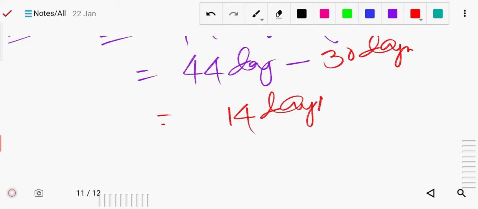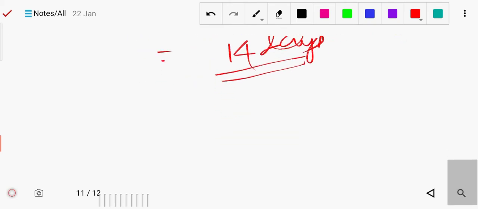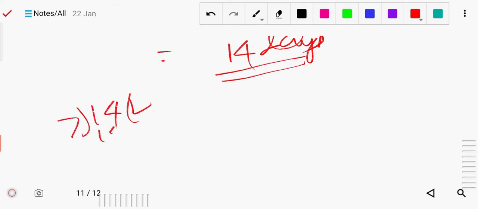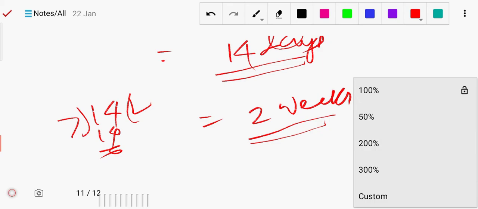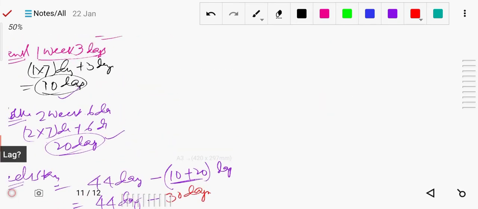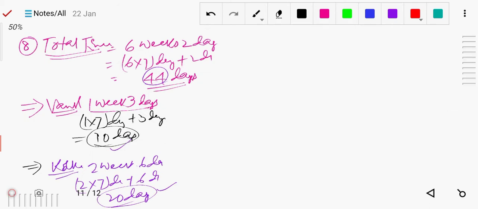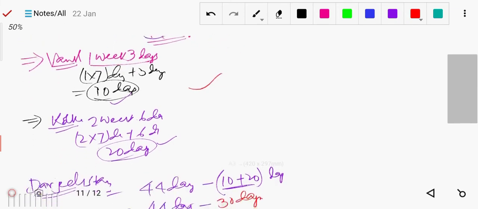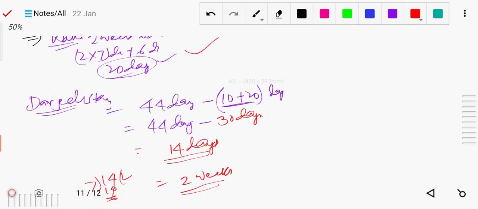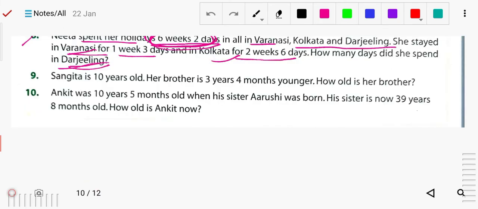So these 14 days she stayed where? Darjeeling. Now you can convert this also. So 7 times 2 is 14. So actually she stayed 2 weeks in Darjeeling. So this is your solution, you can check it. We got the total time, then we subtracted Varanasi's time of 10 days and Kolkata's time of 20 days from the total, so we subtracted how much time she spent in the different places, and that way we got the answer.